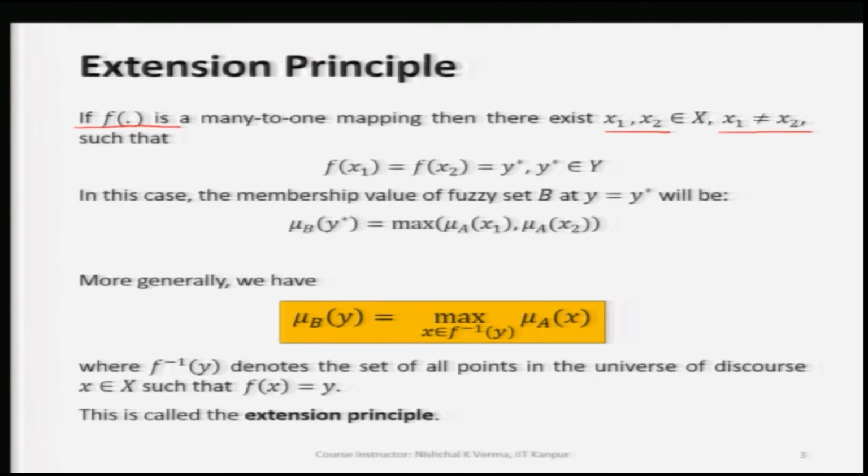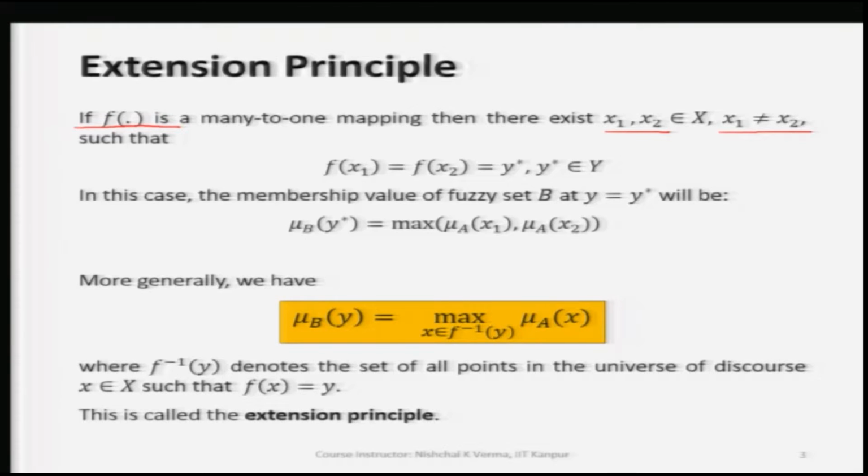So, if f(x1) is equal to f(x2), it means it has some value, let us say y star, and this y star belongs to the capital Y universe of discourse. So, what does this mean?